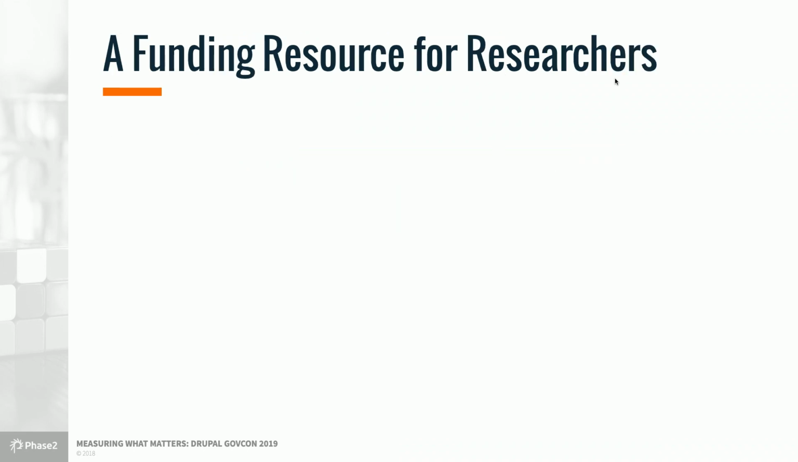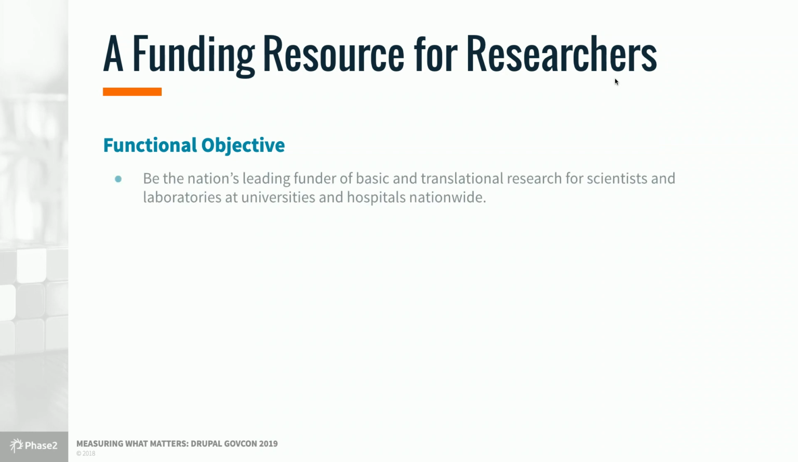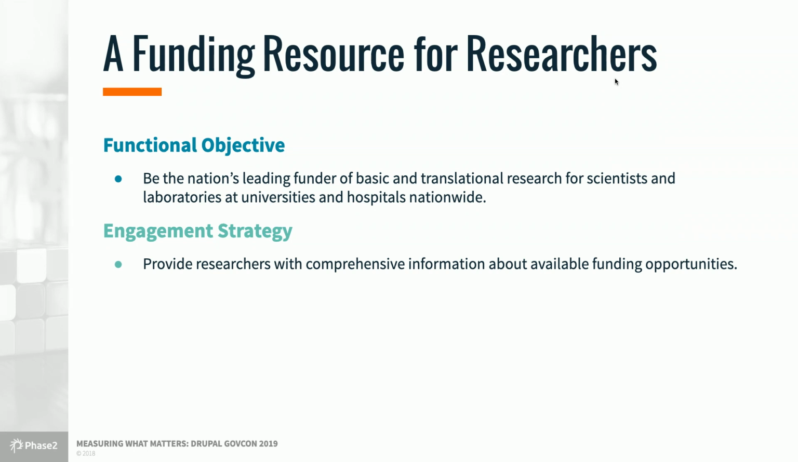A second example, we are a funding resource for researchers. So if you're in grants and funding, if you're an EP, then your objective is to be the nation's leading funder for this basic and translational research for scientists and laboratories. Right? What's an engagement strategy for that? There are several, but one of them might be to provide researchers with really comprehensive information about available funding opportunities.